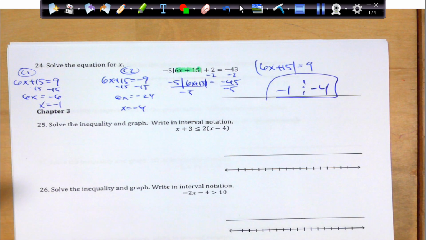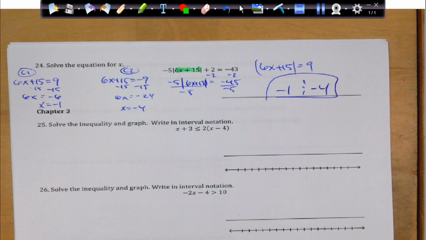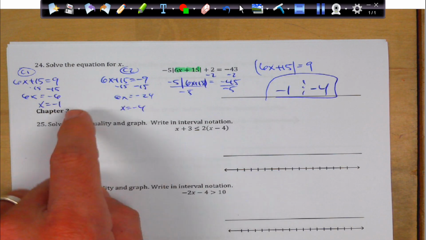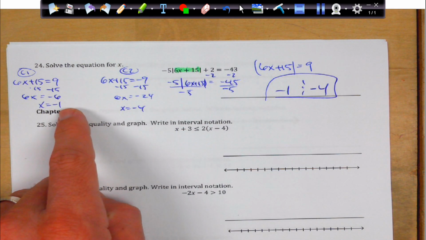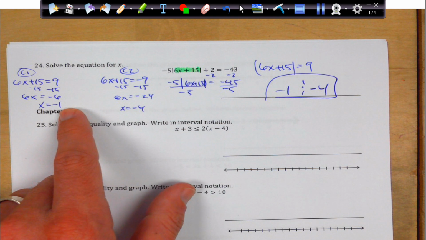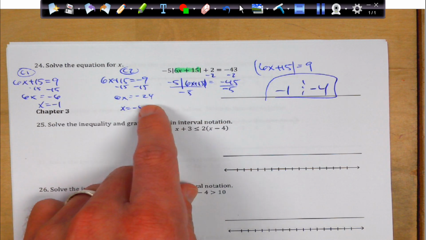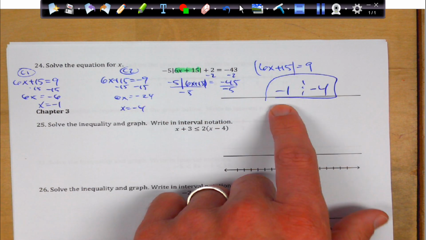And my screen went dark. Oh man, I hope you didn't miss all that. But there it is. Case 1, subtract 15, get negative 6, divide by 6, I get negative 1. Subtract 15, I get negative 24, divide by 6, I get negative 4. Those are my 2 values.